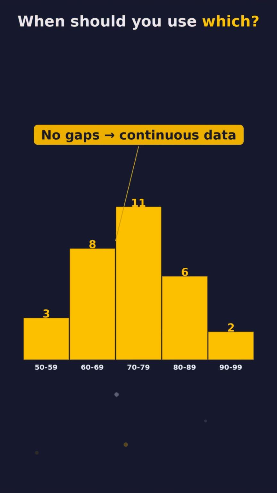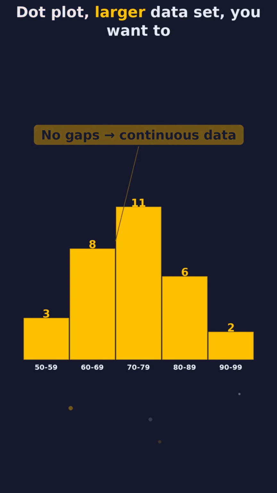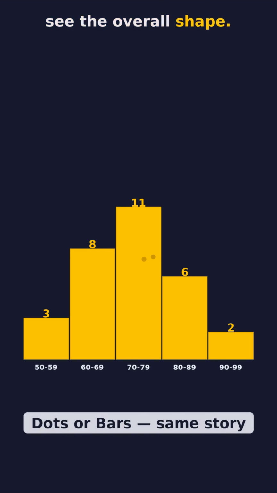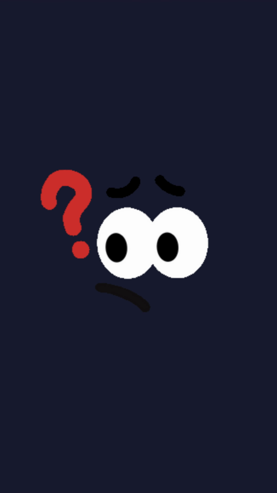When should you use which? Small dataset, individual values matter. Dot plot. Larger dataset, you want to see the overall shape. Histogram. And that shape, well, that's our next stop. Look at the picture. What shape is your data making?